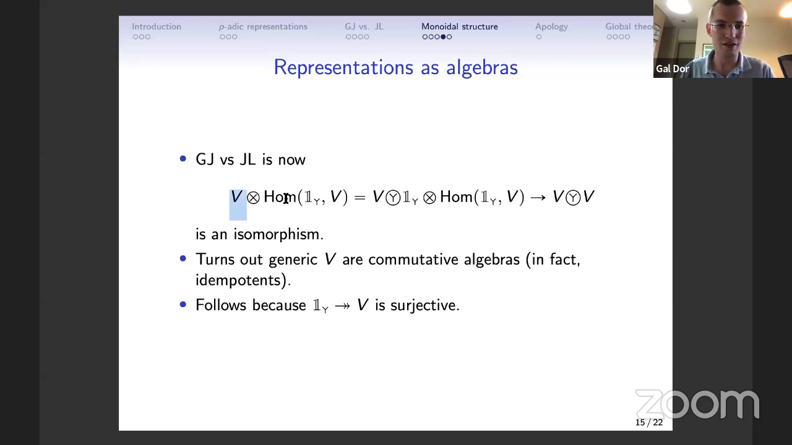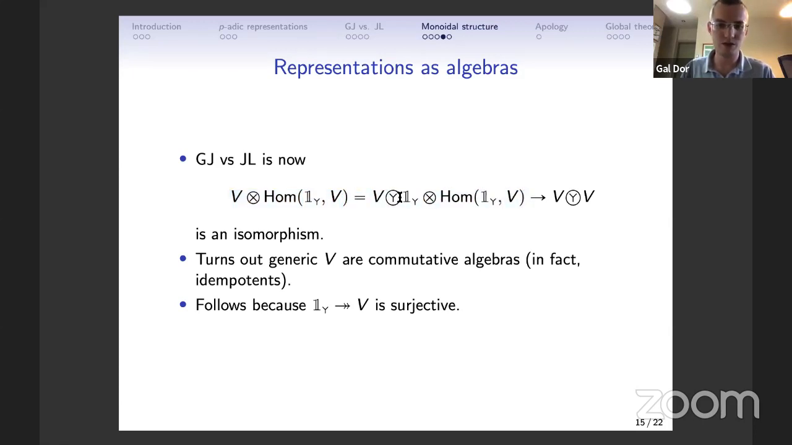So step 1, I had V times this Hom space between 1 and V. The second is that I just used that V is isomorphic to V tensor 1. If I have a unit for some monoidal structure, then everything is canonically isomorphic to itself times 1. There's a natural isomorphism. So this is the isomorphism between the first step and the second step.